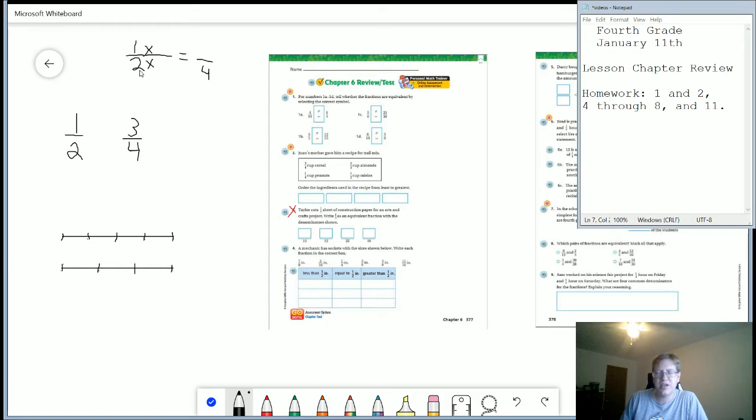And so think about how many times we would count by 2 to get to 4. That should be 2. And again, this was the part that we were working on before break. And so some of us have the idea now. Some of us were still struggling on this and our multiplication facts.